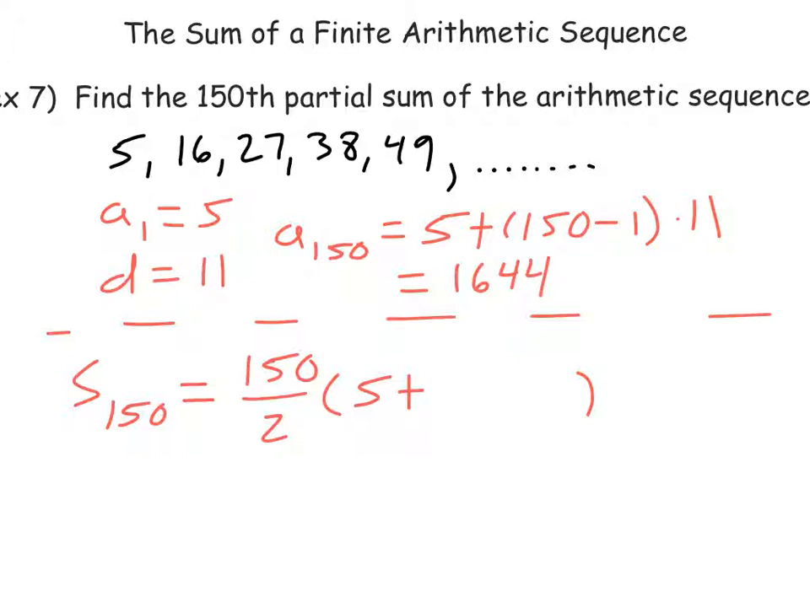So you could have to figure it out, but that's really a sequence question, right? If you were to start at 5 and add 11, where would you end up after you listed off 150 numbers? That would be 1,644. And once that number goes in here, all is well.